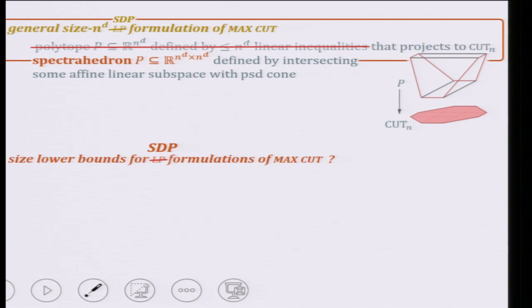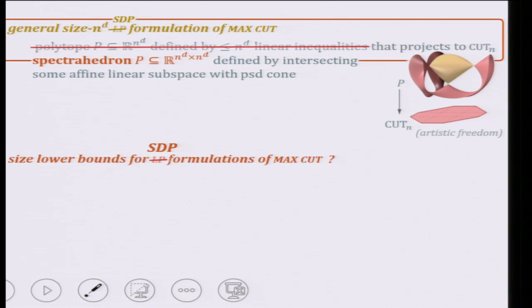Yannakakis' model, this geometric viewpoint, is very easy to extend to SDP formulations. The only thing that you have to change is that instead of asking for a polytope that projects to the cut polytope, you ask for a spectrahedron that projects to the cut polytope. A spectrahedron is a convex set that is described as the intersection of an affine linear subspace and the cone of positive semidefinite matrices. The size corresponds just to the dimension of the matrices. Okay, so then the picture becomes something like that.